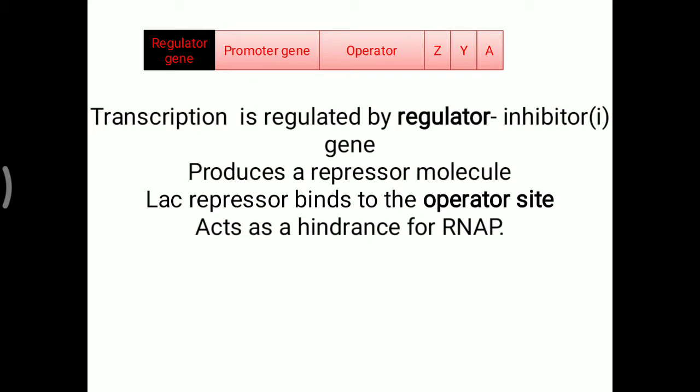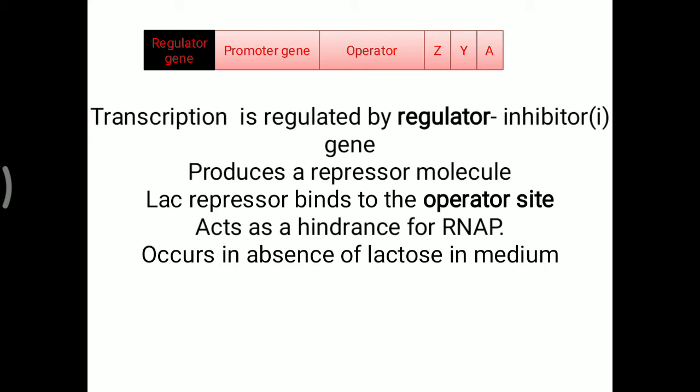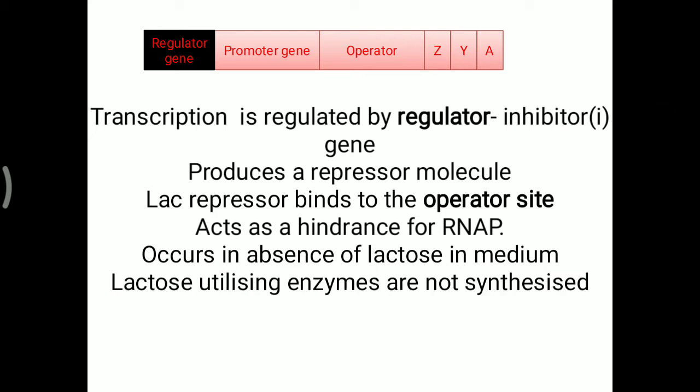When this lac repressor, which is produced by the regulatory gene, attaches over the operator site, the RNA polymerase is not able to move over the structural gene. This will occur in the absence of lactose in the medium. Simply, the lactose-utilizing enzyme which is produced by the ZYA gene is not synthesized when lactose is not present in the medium. The cell does not contain lactose, so a molecule produced by the regulatory gene remains attached to the operator site. So the RNA polymerase is not able to transcribe the structural gene which is utilized for lactose metabolism.